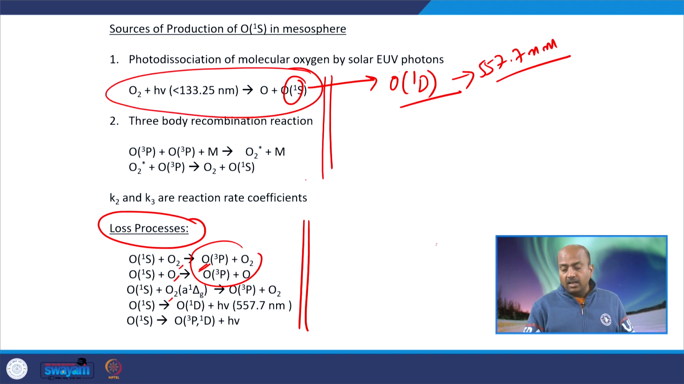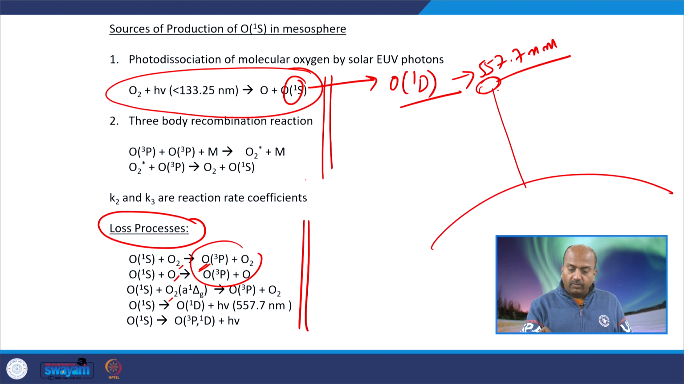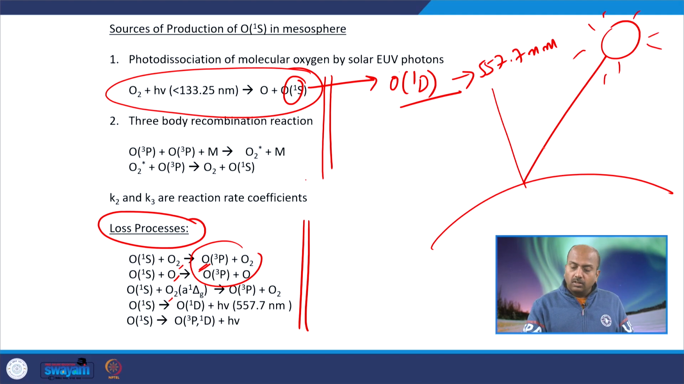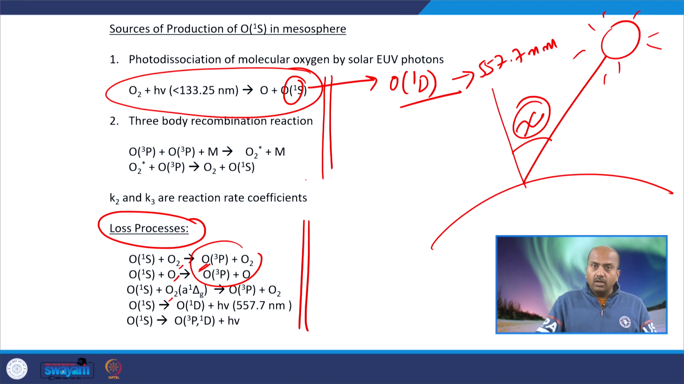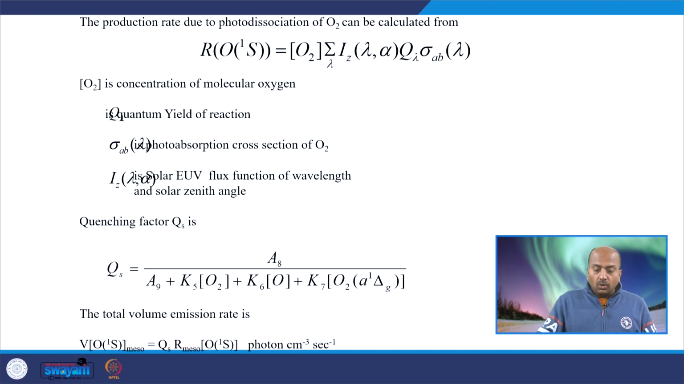The solar zenith angle is basically the angle when you are looking at the sun: if this is the normal and the sun is here, for example, this angle is the solar zenith angle. So, the solar zenith angle will be 90 in the morning and in the evening, and will be 0 in the afternoon, right? So, the solar zenith angle decides how many photons are available.